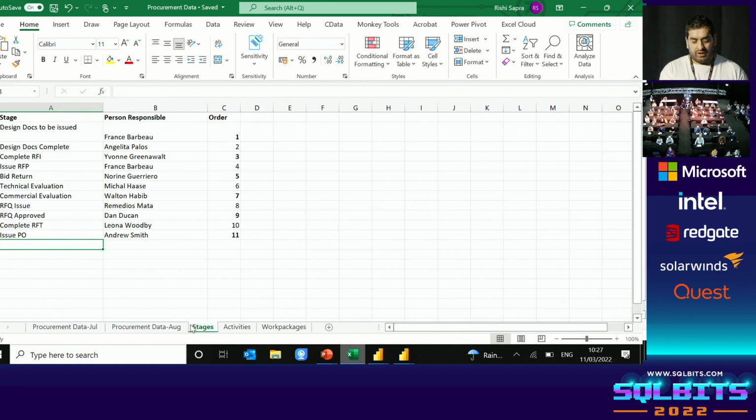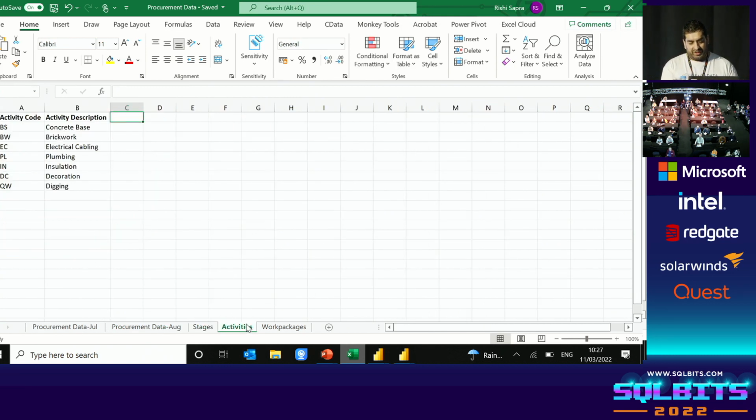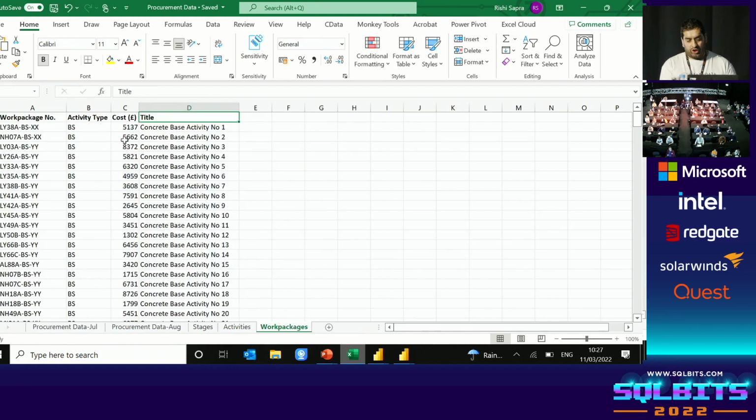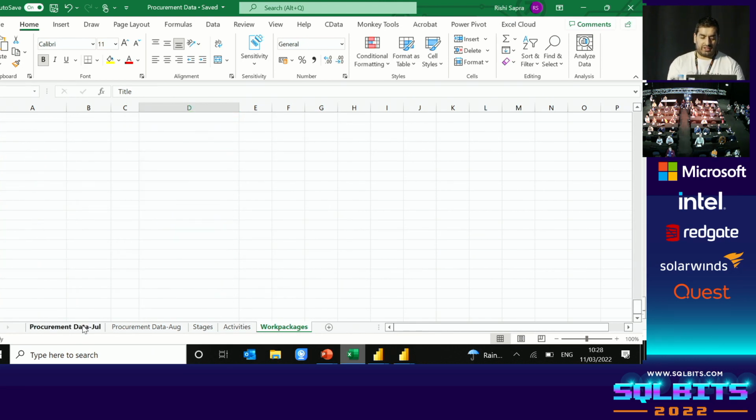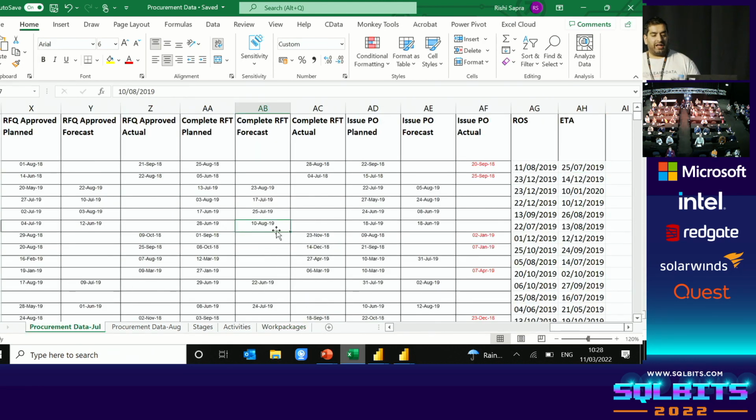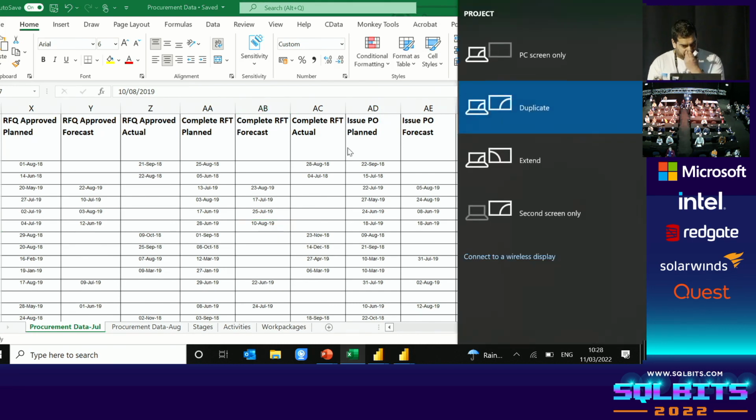And then we've got some reference data. Stages, what are the different stages, who's responsible for it, what are the activities, and then the work packages, activity type, cost, made up some examples here, brickwork, concrete base, so on. And one of the things then, let me try and extend my screen again and see if that works.